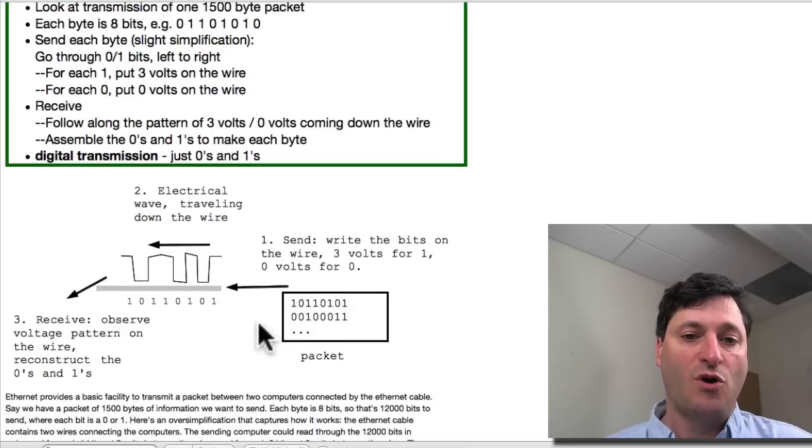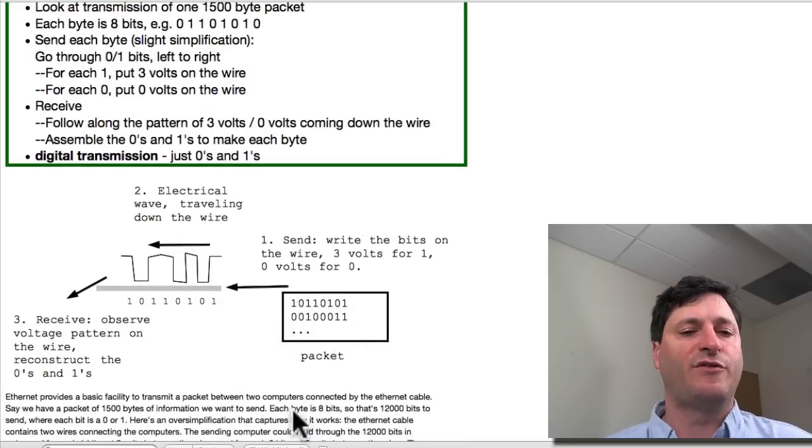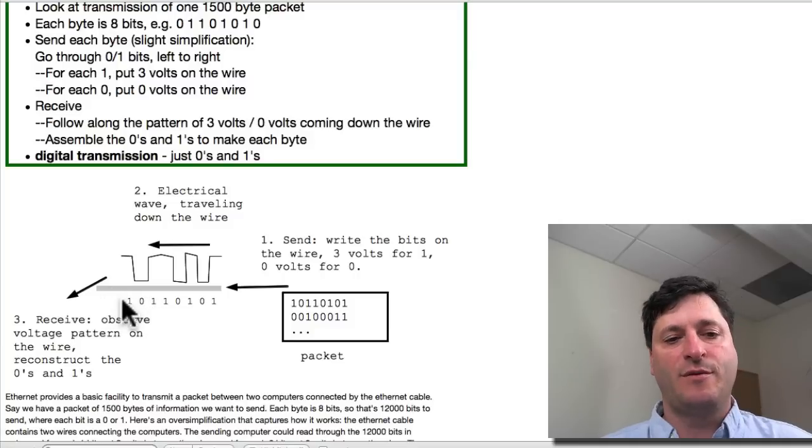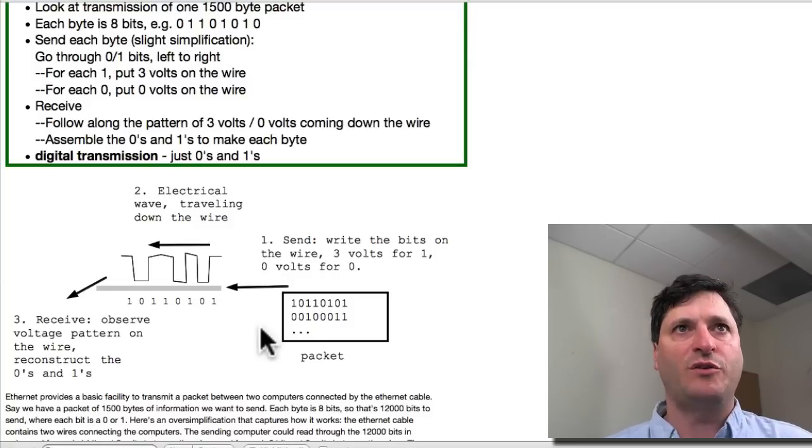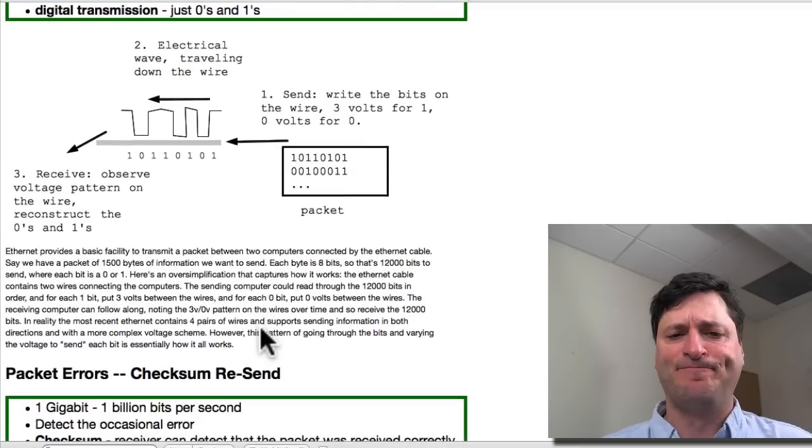The sender just reads through all the bits and sends a pattern of voltage, and the receiver basically reconstructs all 1,500 bytes to get the packet back. So that's actually how it works. You can have data on one computer, and they're connected with an Ethernet cable, and somehow it sends all the ones and zeros over that wire.